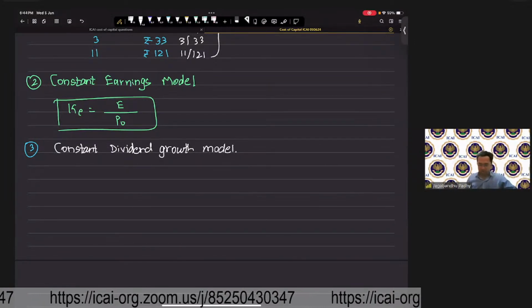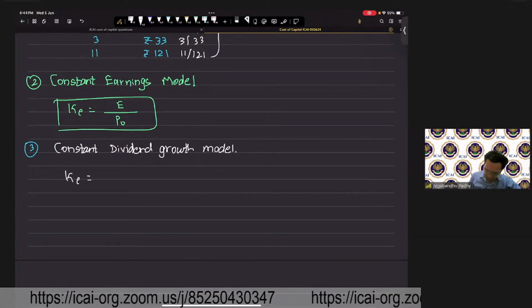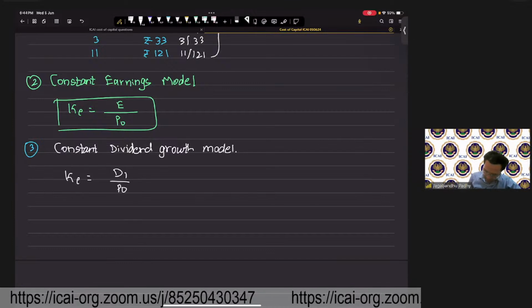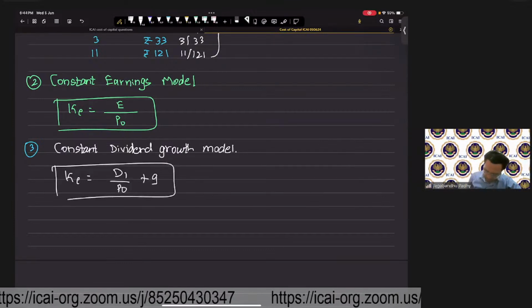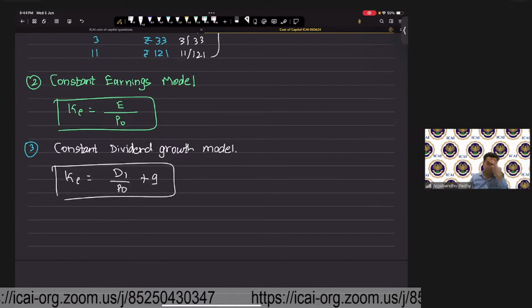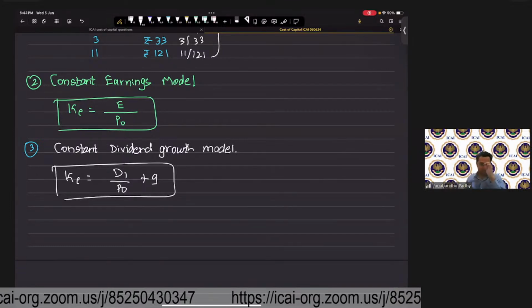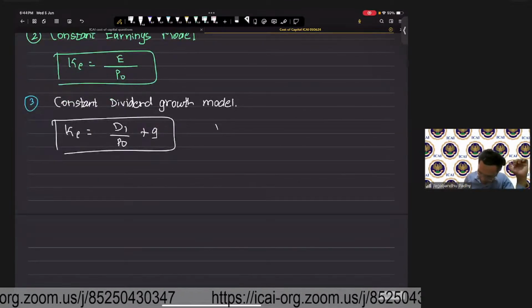Okay. Constant dividend growth model. We say cost of equity will be P1 upon P0 plus growth rate. This is basically the expected dividend in the upcoming year plus the growth. Now we get this P1 figure.